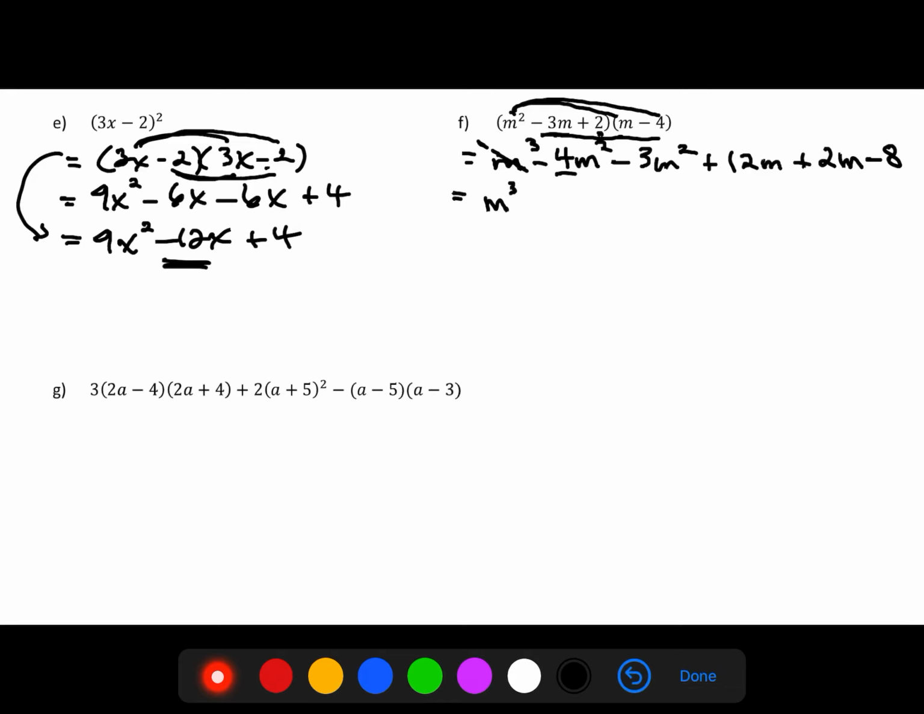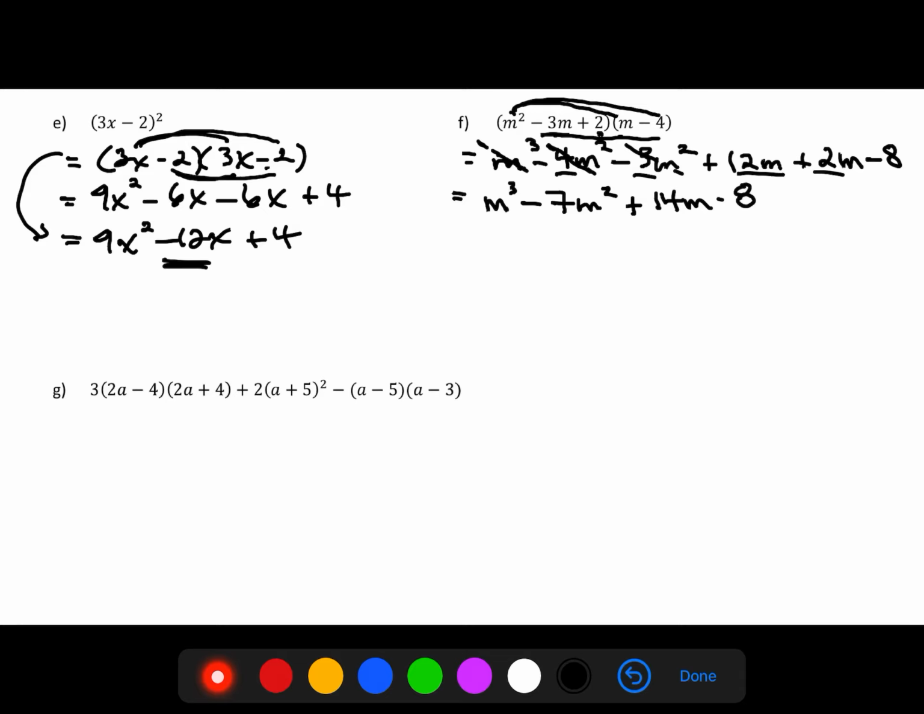Now we're going to look at our squared terms. So we've got negative 4m squared minus 3m squared. Those are the only m squared terms. So minus 7m squared. Then we have our to the power of 1, or our m terms. And when we combine those, we have plus 14m. And the minus 8 at the end, that was the only numeric term, so it stays a minus 8.